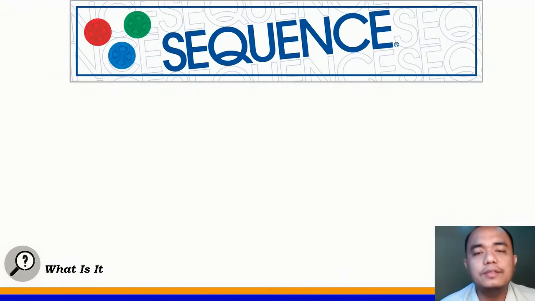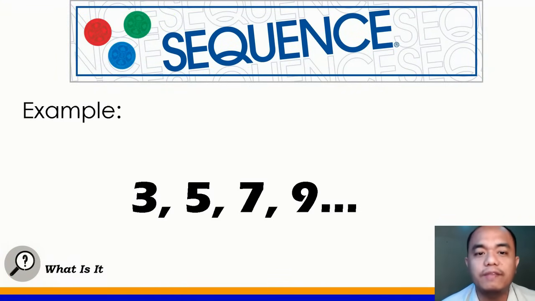Okay, what are examples of sequence? This is an example of a sequence. So we have 3, 5, 7, and 9. As you notice, our sequence here starts with 3. Nagsisimula ang ating sequence sa 3. And how do you get 5 from 3? What have you noticed in our sequence? Can you identify the common difference between numbers?